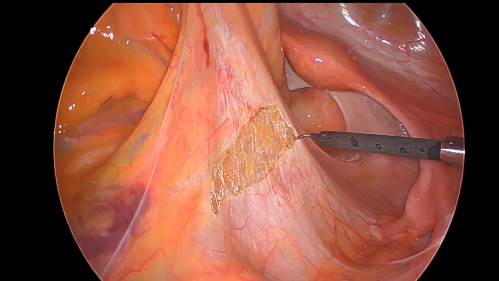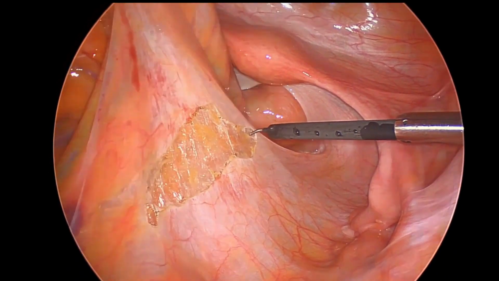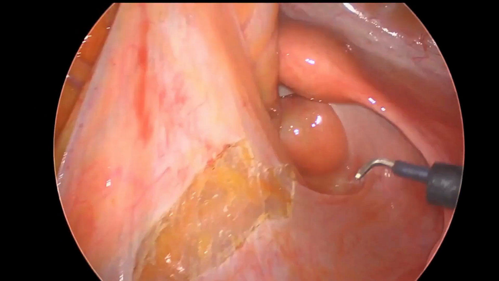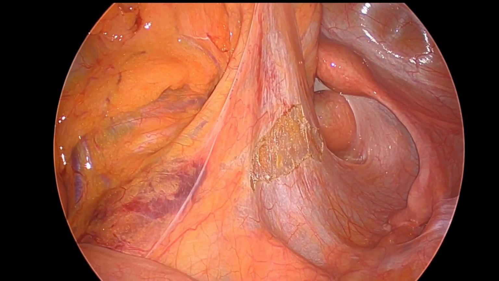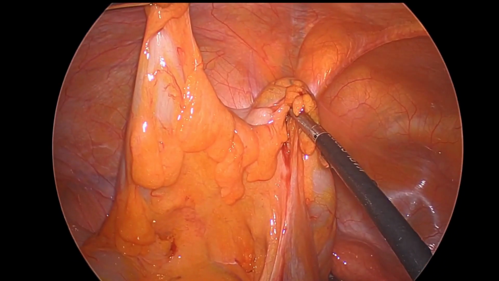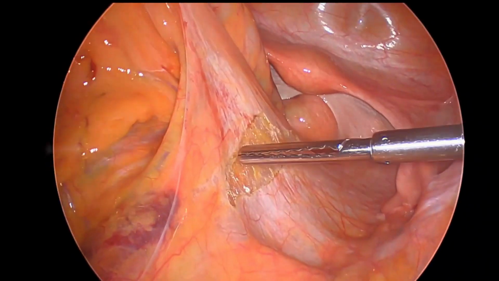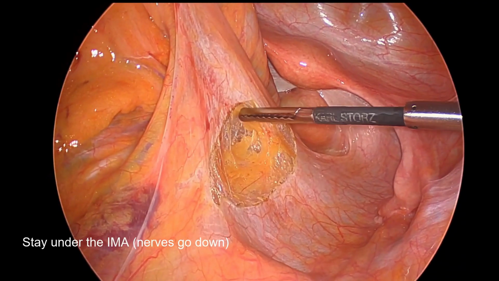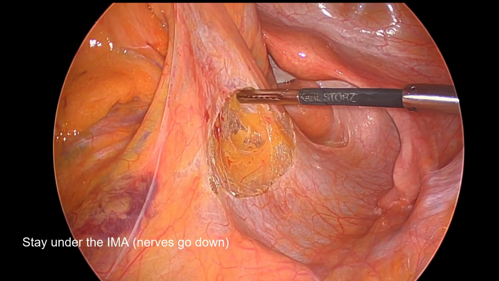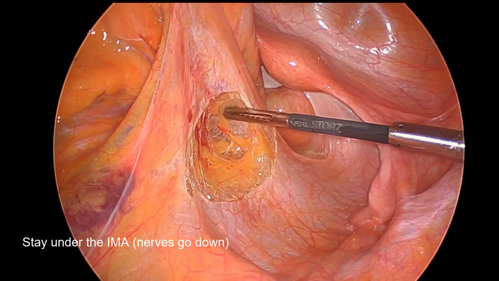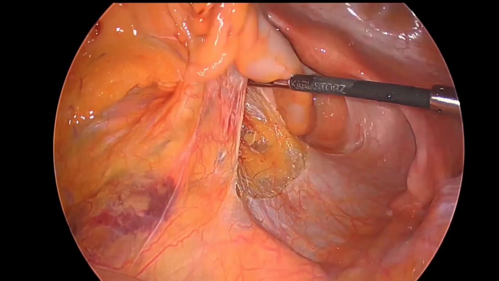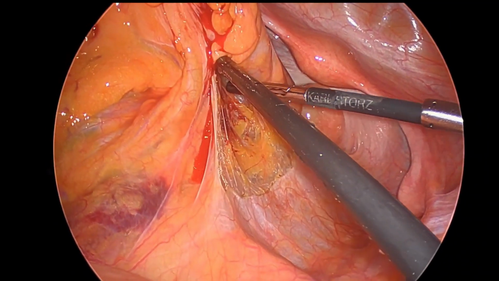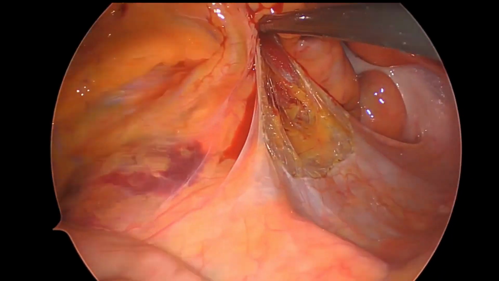We've delivered the sigmoid colon out of the pelvis, and we're scoring this peritoneum on the medial side. Our assistant is grabbing the sigmoid colon to keep the floppiness away. Obviously, this is a very thin patient, and you could actually see the left ureter vermiculating there in an earlier shot. You want to keep your friends close and your enemies closer, the enemy being the IMA here. You want to stay right under the IMA pedicle. All the nerves go down.